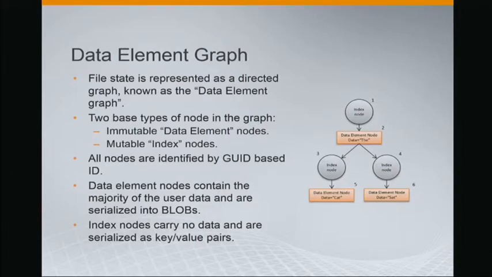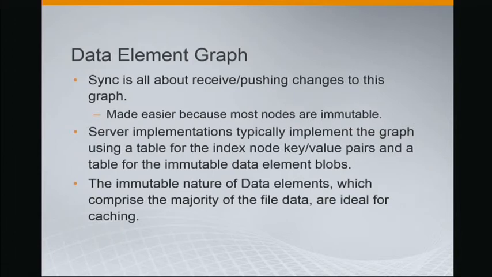There are only a couple of places in which we have those in the topology. So the majority of this graph are these data elements. There are different types of data elements, but at the end of the day, they all carry a specific type of data. Some of that's user data, some of it's metadata, and they have this immutable property.